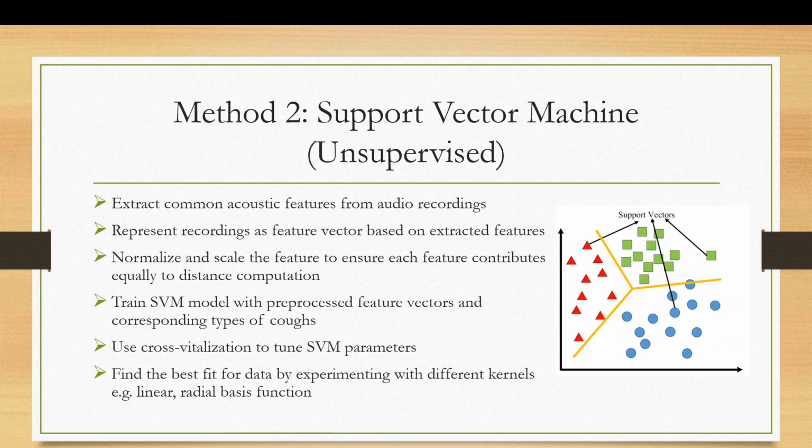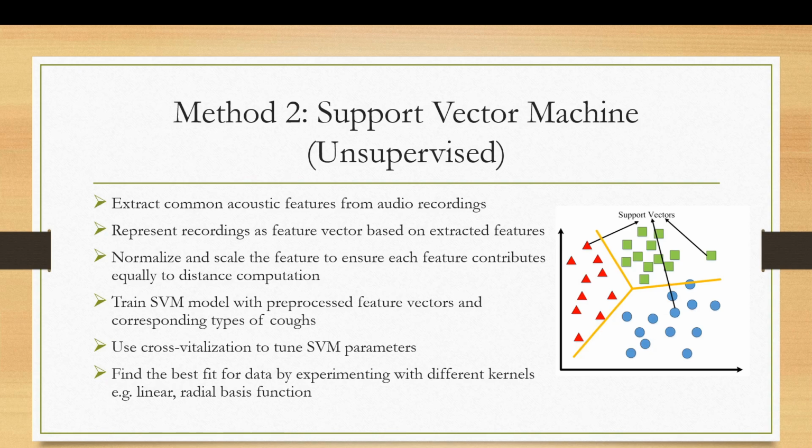The second method we're focusing on is the support vector machine method, which is supervised. The first two steps are exactly the same, however, the SVM method has a key difference because it takes into account the overall structure of the dataset and focuses more on the global relationships present. We would also use cross-validation to tune the SVM parameters, and we would train the SVM model with pre-processed feature vectors and the corresponding type of cough.